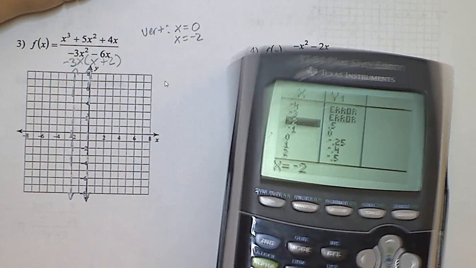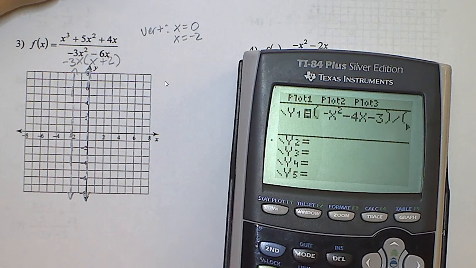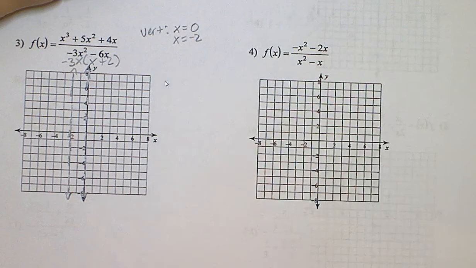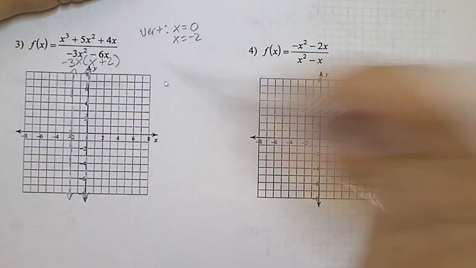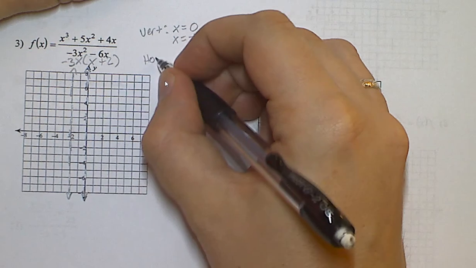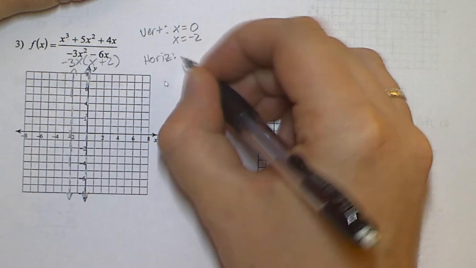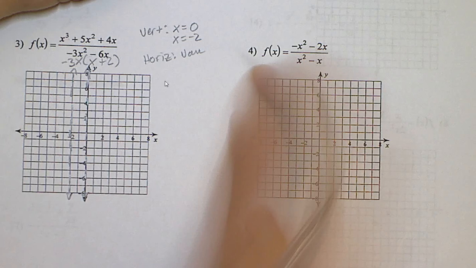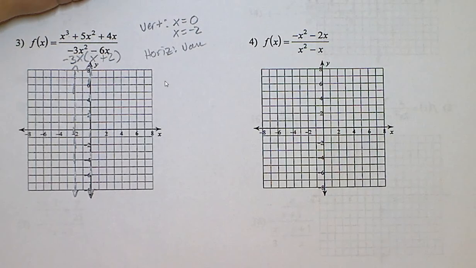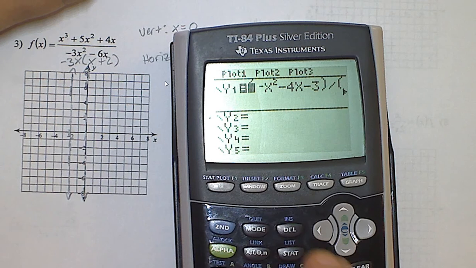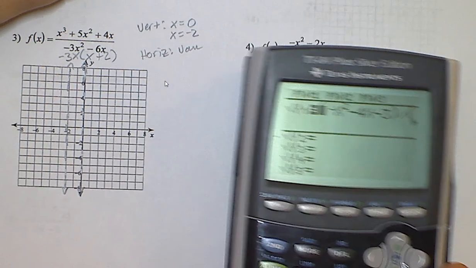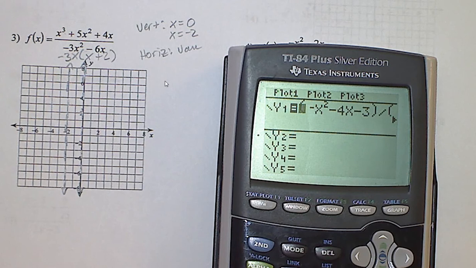True stories. Alright, and with this one, because the power of the numerator is bigger than the power of the denominator, there is no horizontal asymptote. So horizontal, none. Instead, it's going to go at this weird oblique angle. There is such a thing as an oblique asymptote, but I'm not going to have you find that. That's beyond the scope of this class. That's more of a calculus thing.